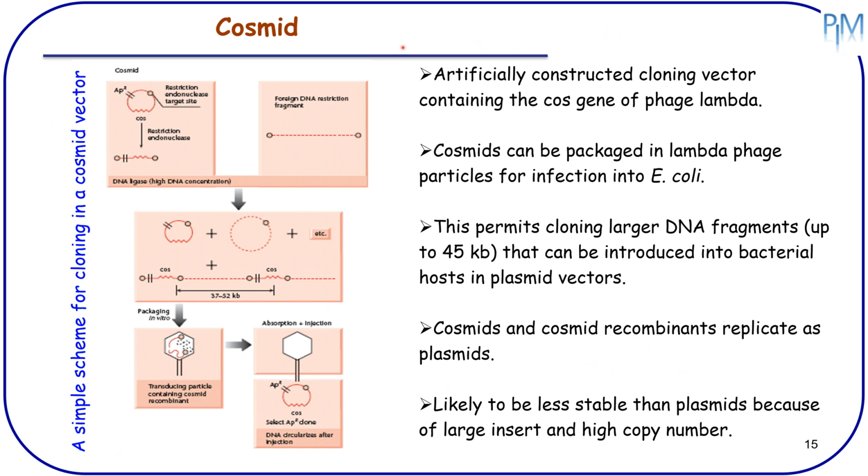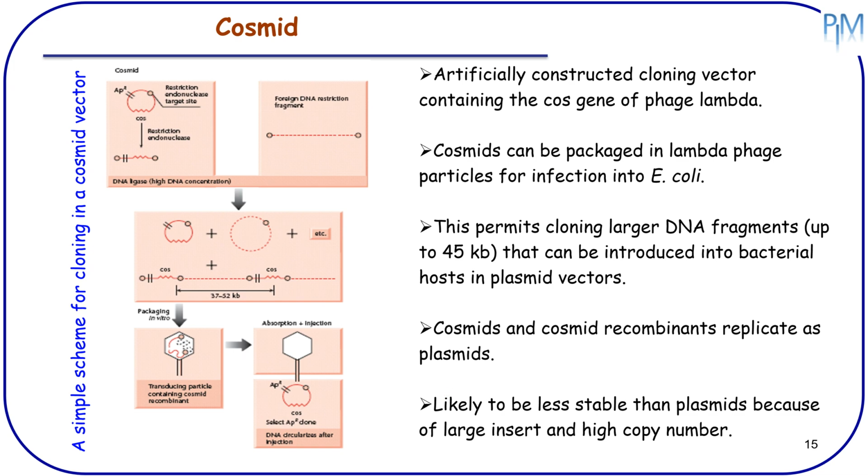The next vector we want to know is the cosmid vector. They are artificially constructed cloning vectors containing the cos gene of phage lambda. With the help of a special cloning method, researchers can create a vector that includes a gene from phage lambda. This allows them to use phage lambda particles to infect E. coli and clone larger DNA fragments using plasmid vectors. DNA fragments up to 45 kb can be cloned into these cosmid vectors. These clones, called cosmids, work like plasmids and replicate similarly, but they may not be as stable due to their size and number.